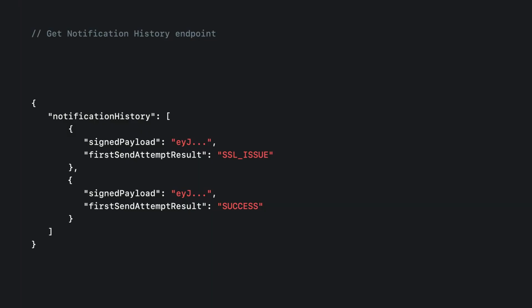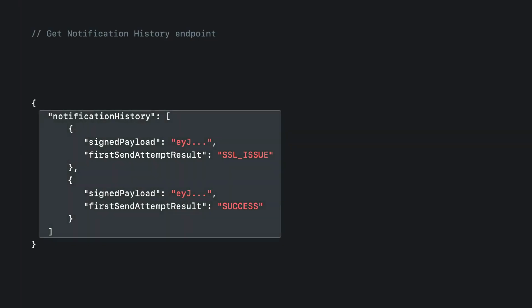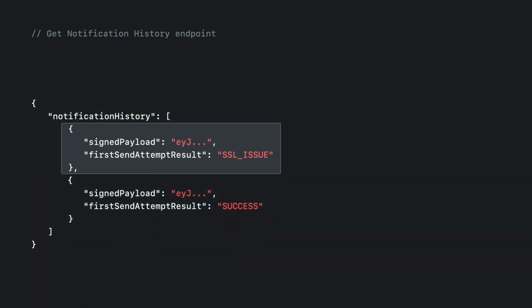The values returned in the response are in the Notification History array. Each entry in the array represents a single notification. The signed payload field contains the exact notification that was sent to you. Second, we have the first send attempt result field.